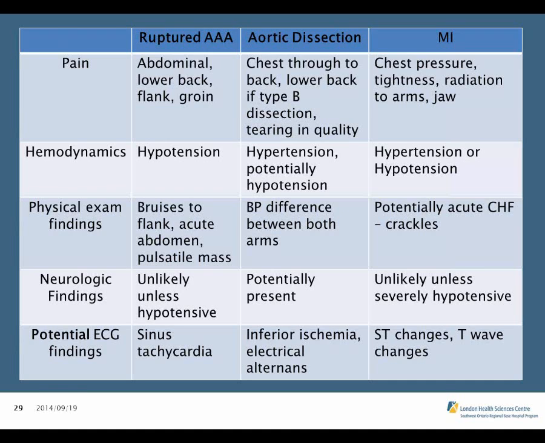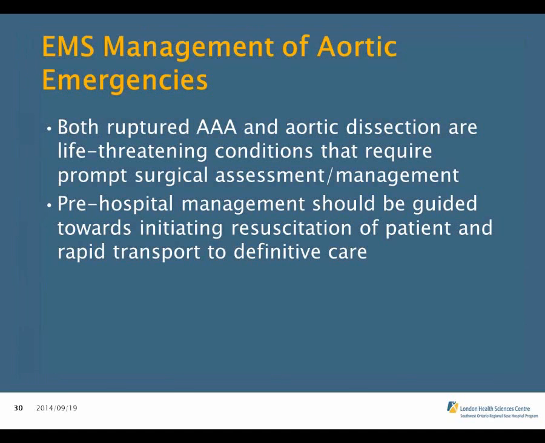Yeah, absolutely. All right, so now on to the pre-hospital or EMS management of aortic emergencies. As I'm sure I've made you aware over the past half an hour, both ruptured AAA and aortic dissection are life-threatening conditions, and both require a surgeon. They need to go to an emergency department first of all for assessment, but the definitive management for these conditions is a man with a knife. Pre-hospital management should be guided towards initiating resuscitation of the patient and also rapid transport to definitive care.